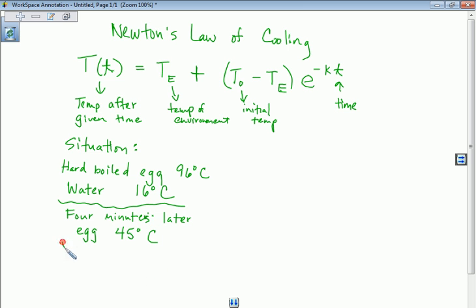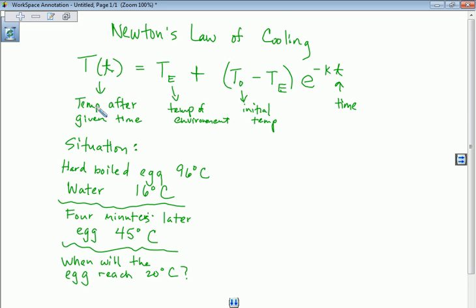So, when will the egg reach 20 degrees Celsius? And actually, is 20 degrees Celsius a possibility? Yeah, because the water it's sitting in is 16, so we actually could cool down to 20. All right, so there's our situation, and let's work through it mathematically now.